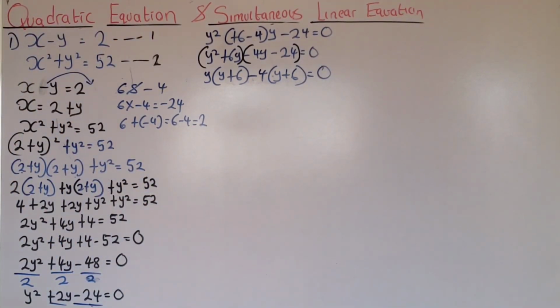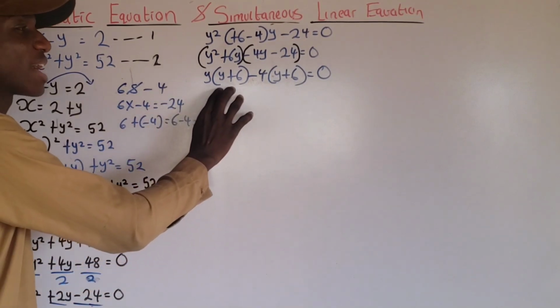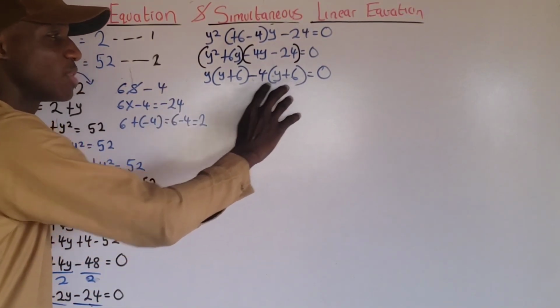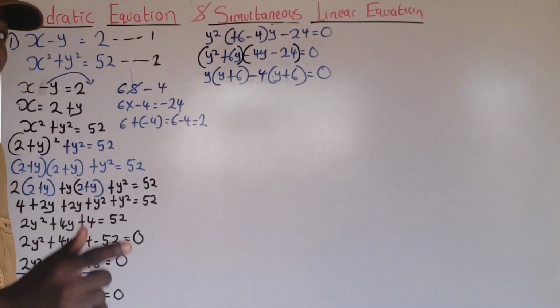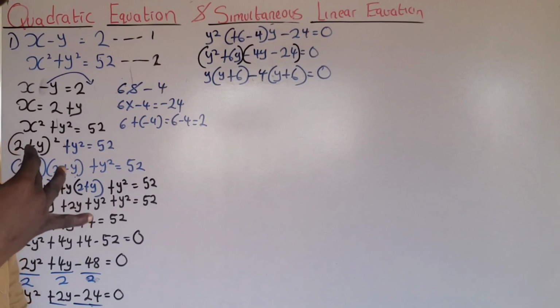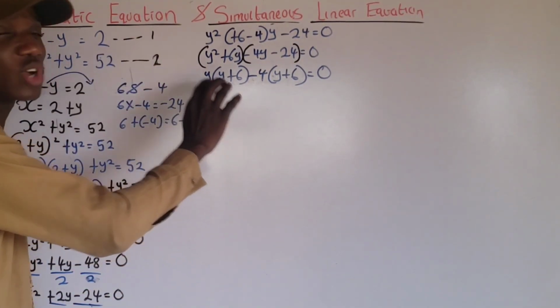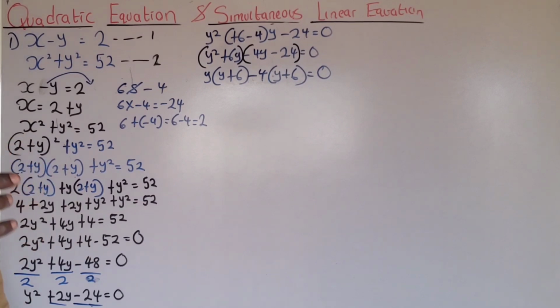Now let me give you a tip. If you got to this point and you discover that what you have in this bracket is not the same as what you have in this bracket, that means that you have made a mistake. Okay, you have to cross check. When you factorize, if you are solving a quadratic equation using a factorization method, when you get to this step, what you have in the first bracket must be the same as what you have in the second bracket.